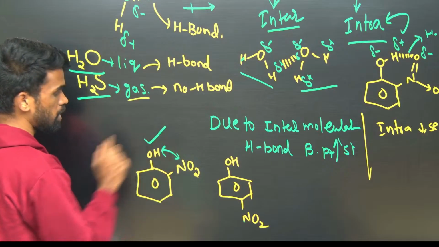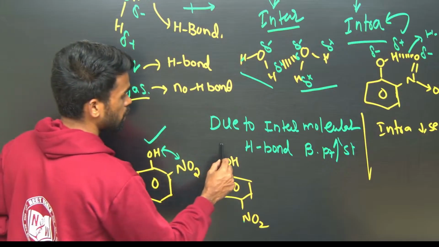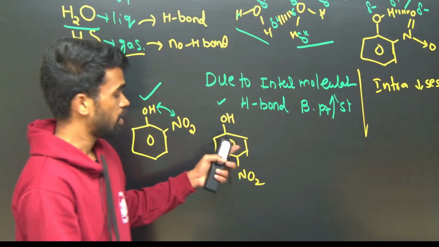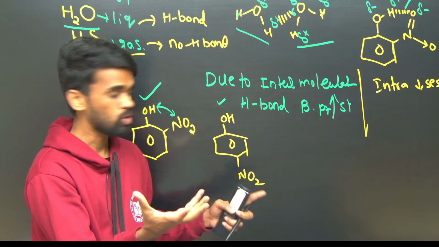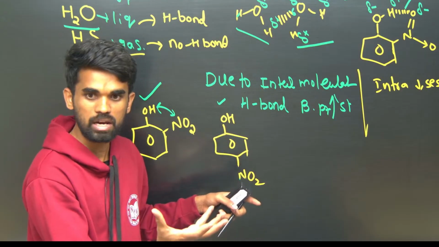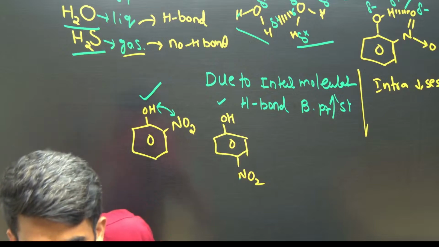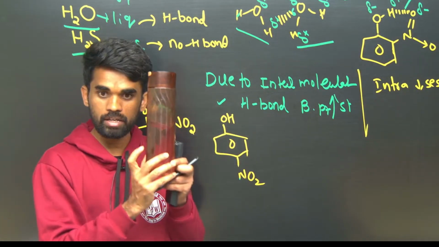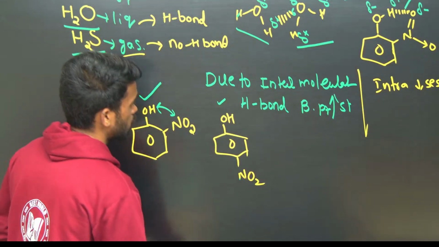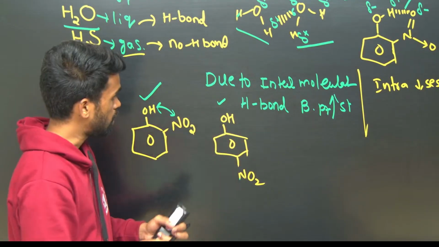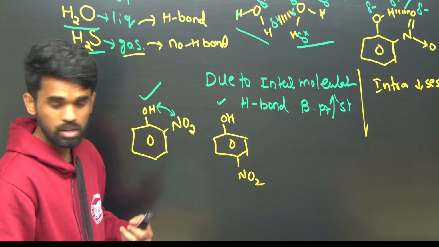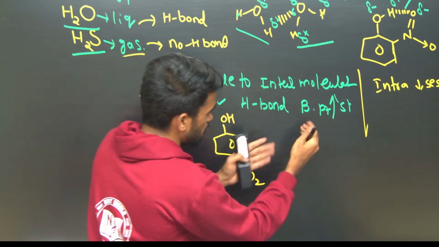Right now intramolecular exists here and there is none there. But if I consider this in a beaker, like this we have substituted paranitrophenol. There are many molecules now. If I say a bottle of water, there are a lot of water molecules in it. Similarly, if I take a solution of this paranitrophenol, there will be n number of molecules like this.